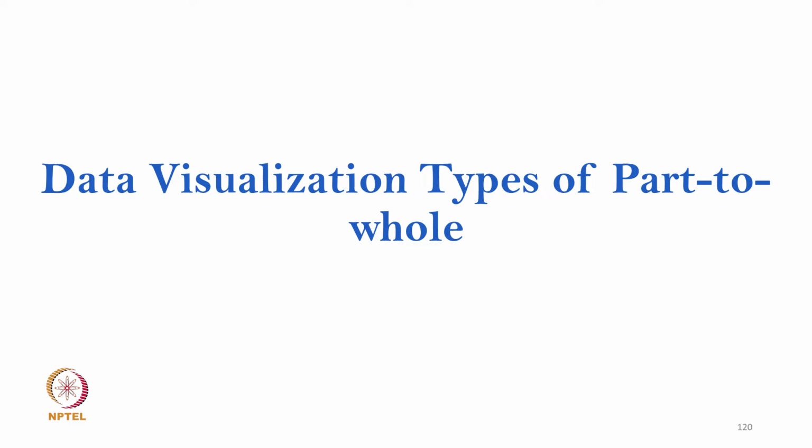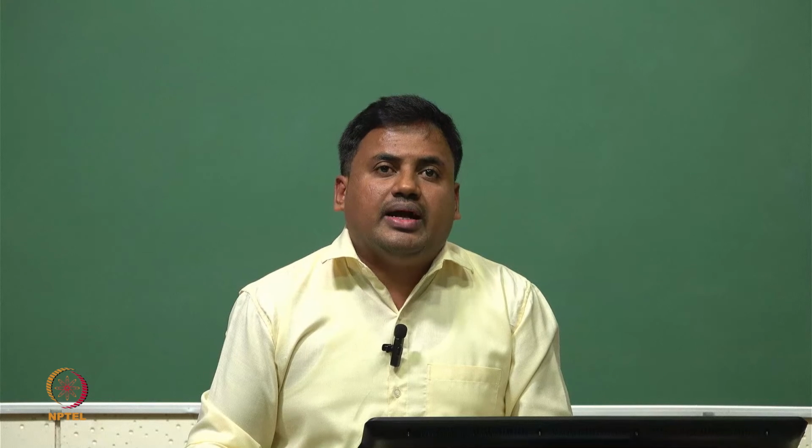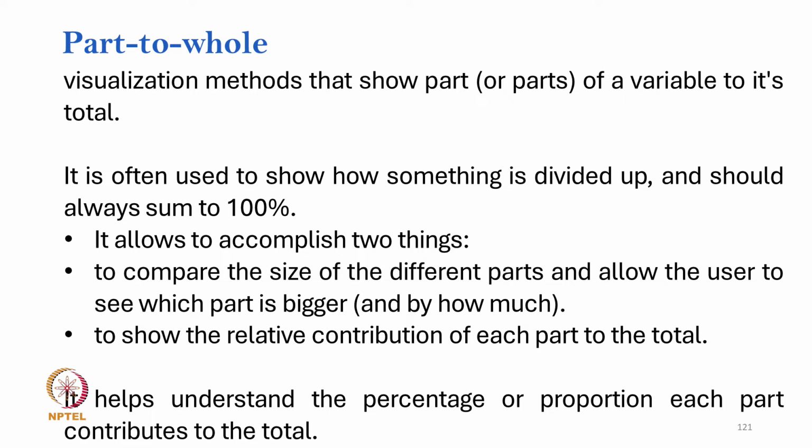Another type of visualization is part-to-whole. Part-to-whole data visualization is a type of data representation that illustrates the relationship between the whole and its parts, and shows how the variables contribute to the total. Particularly, this type of chart is useful for showing the contribution of each component to the overall entity. It helps to understand the percentage or proportion each part contributes to the total.